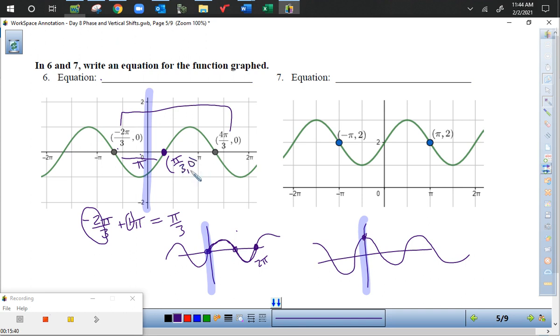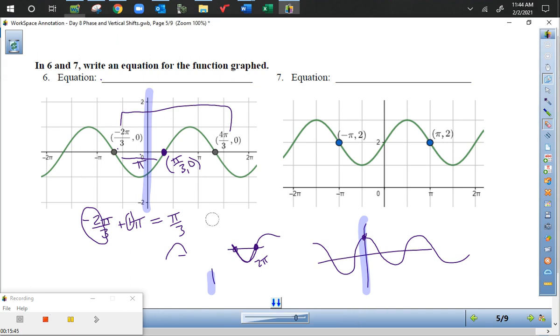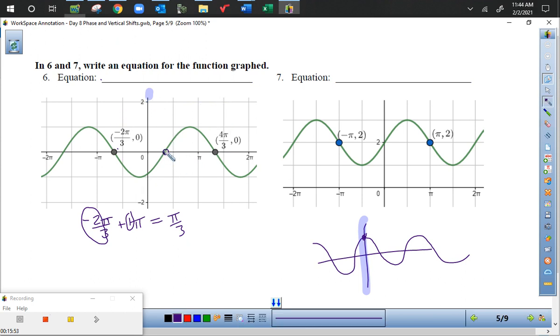Okay, that's option 1. Option 2 uses the same idea, but just averages. I'm going to erase all these markings here. It still uses the idea of the middle. If this point is directly in the middle of those two, you can literally average them to find the value. Average means add them up and divide by 2. So you can take your negative 2/3 pi plus 4/3 pi and find the average. So this would be 2/3 pi.